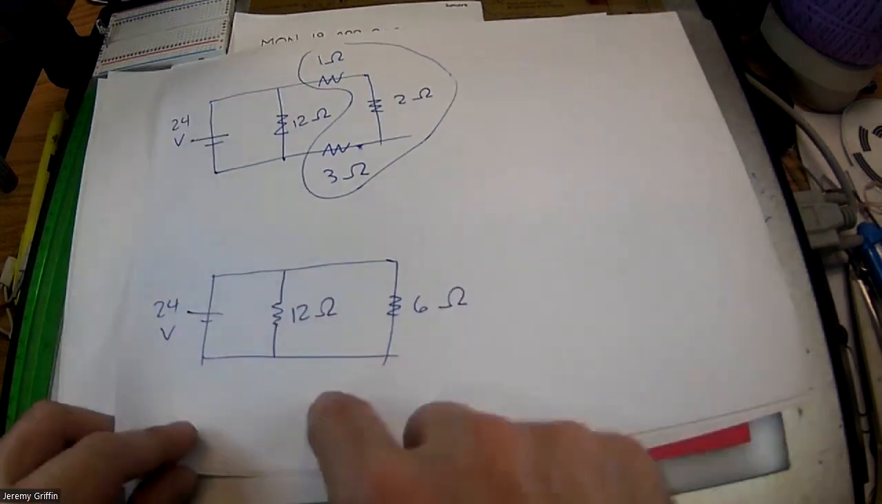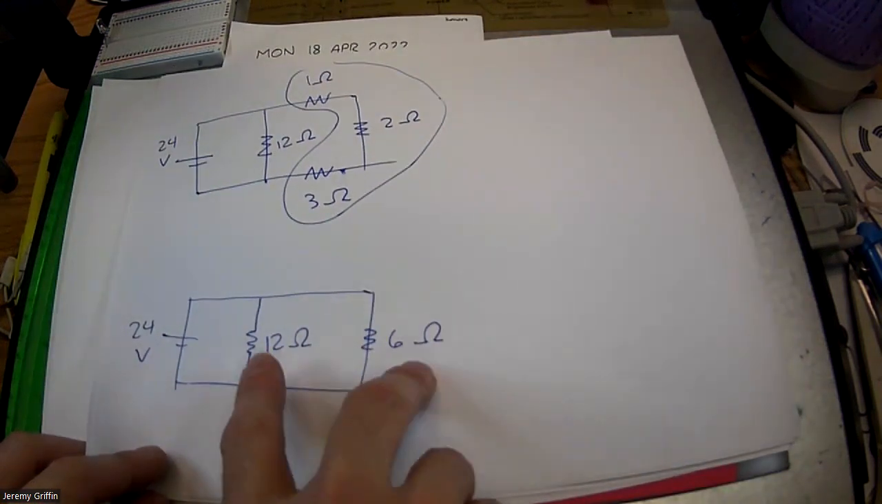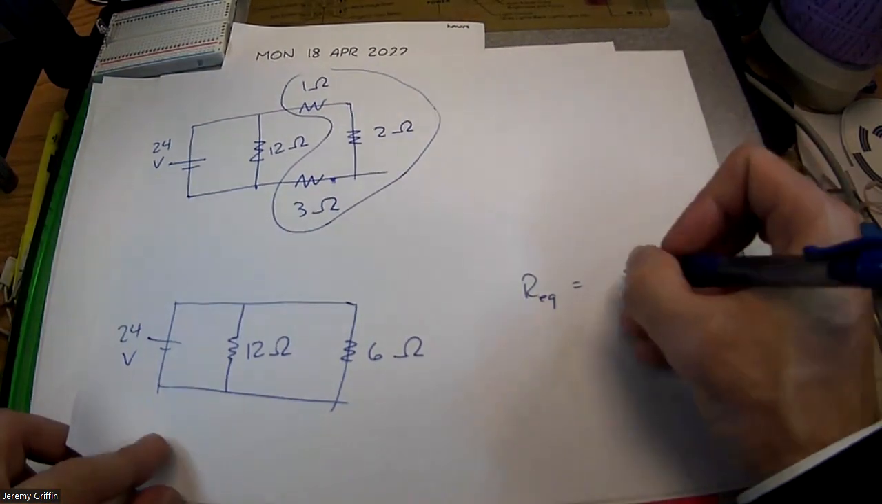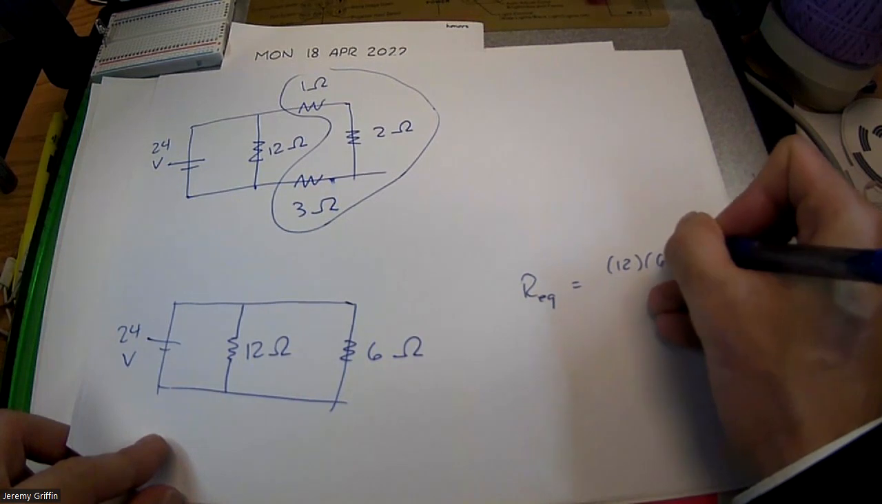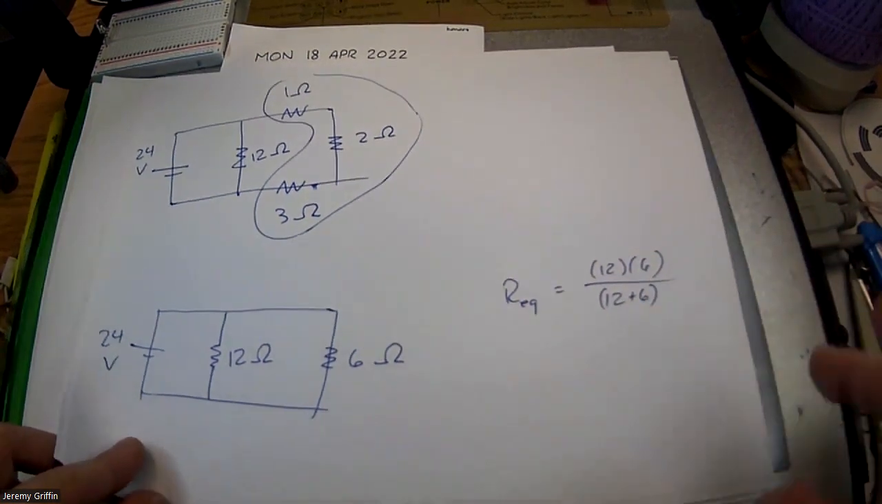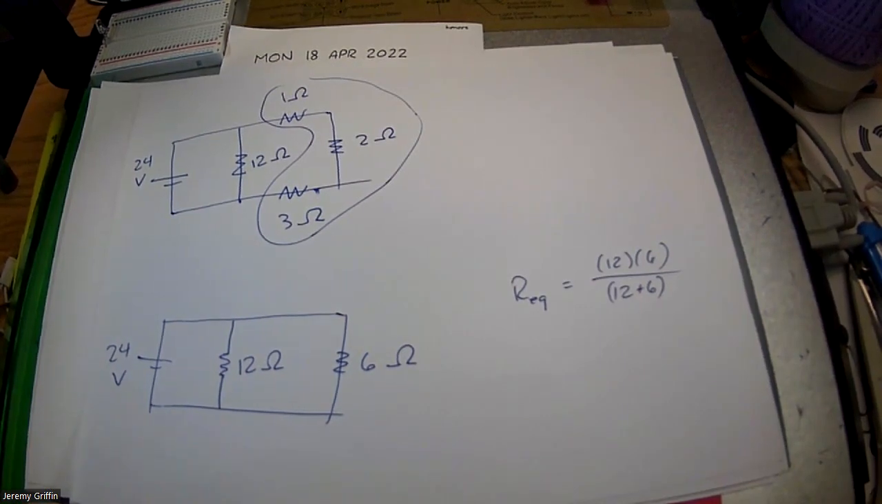Right. But what's the actual math behind that? Do you do product over sum? Right? So the equivalent resistance is 12 times 6 over 12 plus 6. Right? As long as you have 2 at a time. There's also that fraction method if you have more than 2.